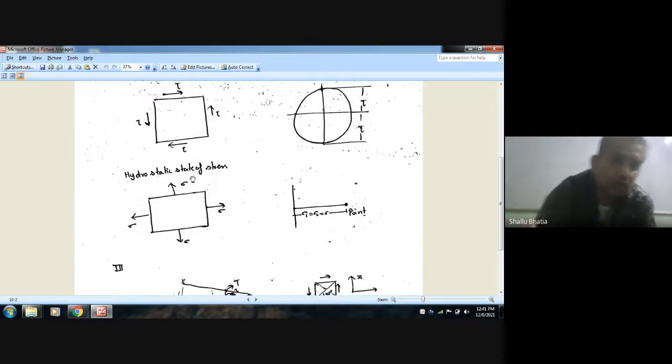Now to draw the hydrostatic state of stress. So this is the sigma. In the hydrostatic state of stress, all the stresses in all the directions are equal. This is sigma. This is also sigma. Now take this plane. Draw sigma. There is no shear stress, so this will be the point on the circle.